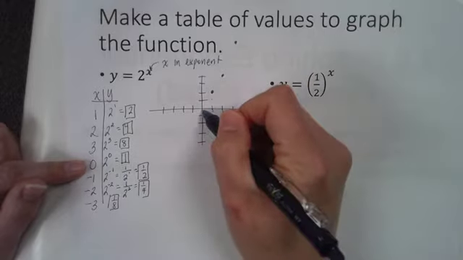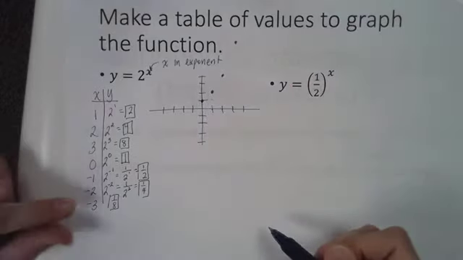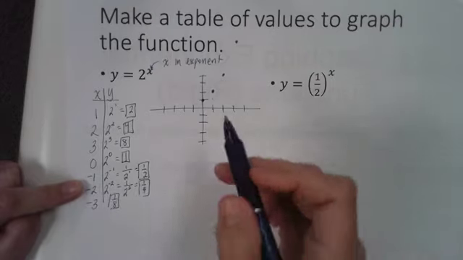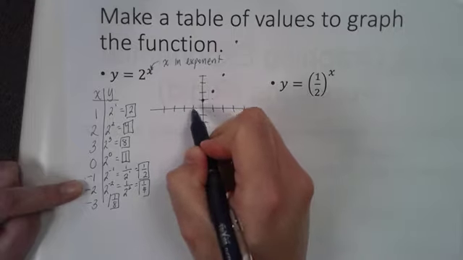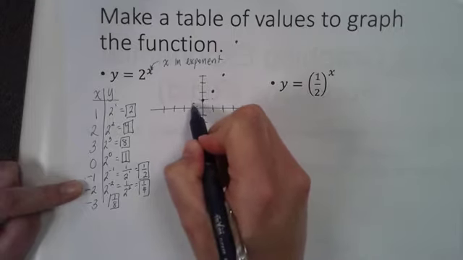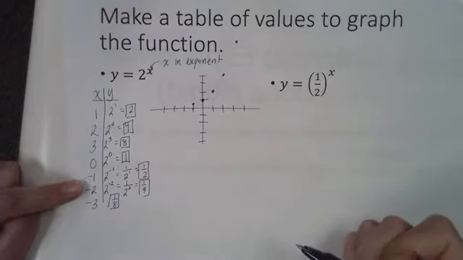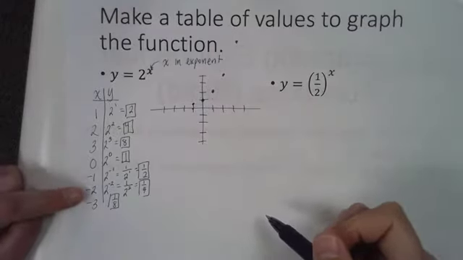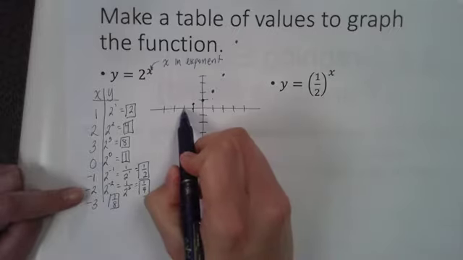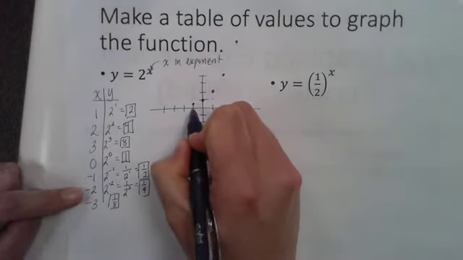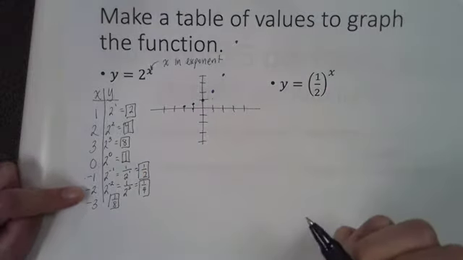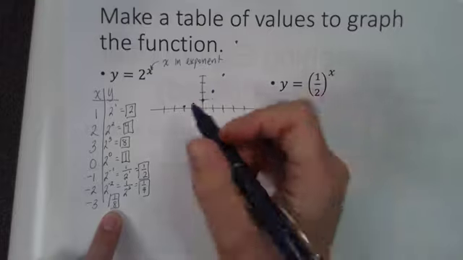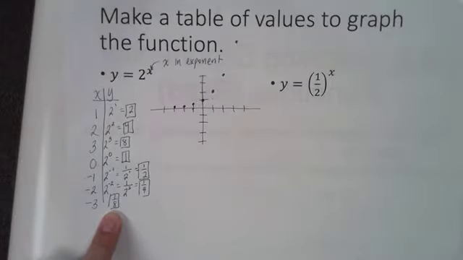0, 1. 0, 1 is right there. -1, 1/2. How do I do a half? In between. Yeah, 1/2 is halfway between 0 and 1. So it's just up a little bit. Where is -2? Up a quarter. It's in between the half and the 0. It's just super tiny, 0.25, super small decimal. And then -3, 1/8 is even a smaller fraction still.